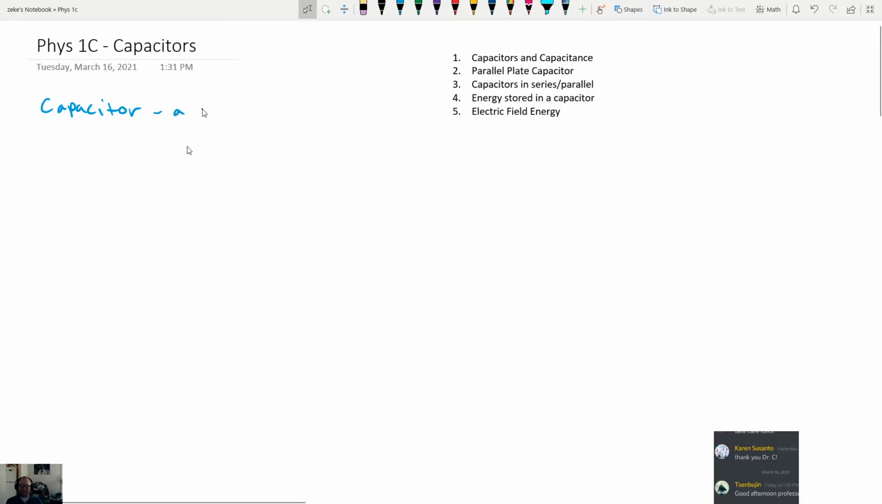we'll just say that it's a device that stores electrical energy in the form of basically electrical charges.